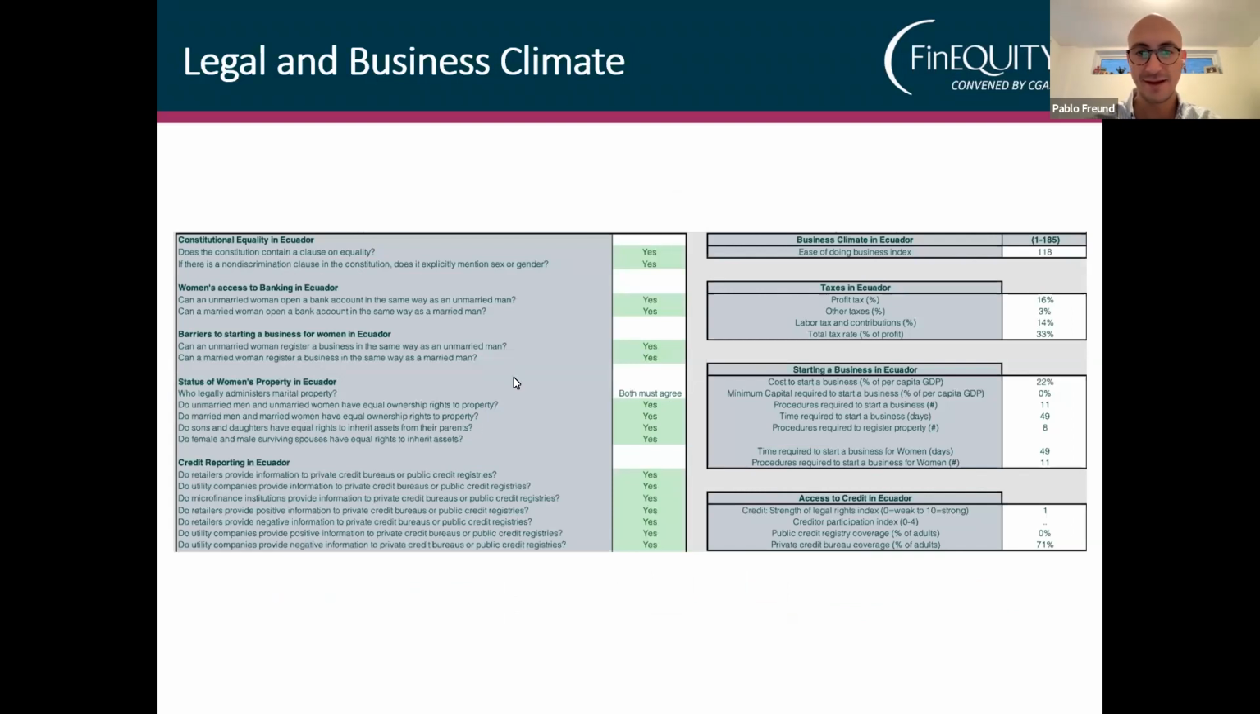Another key data input is about the business climate and the legal restrictions or availabilities that may exist. It gives you some of the tax rates, different comparables in terms of building a business or the status of property, credit reporting, and different aspects so that anyone that's taking decisions can actually identify any structural barriers very, very early on. Next slide, please.